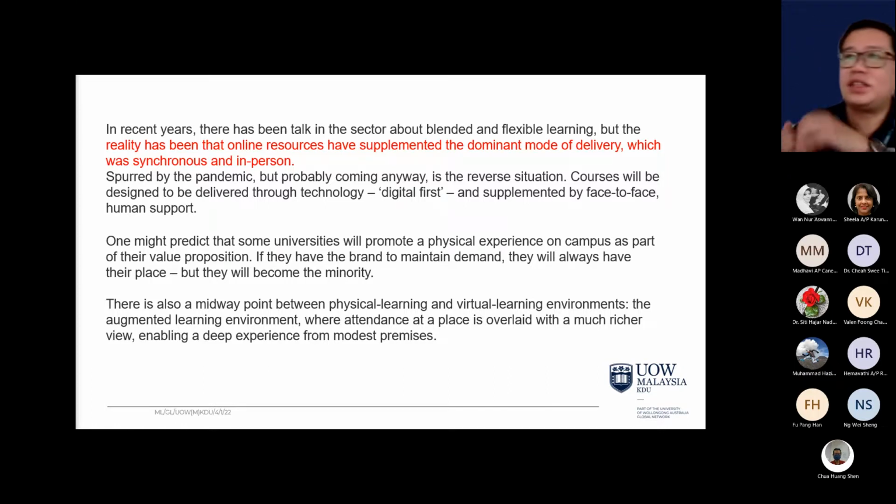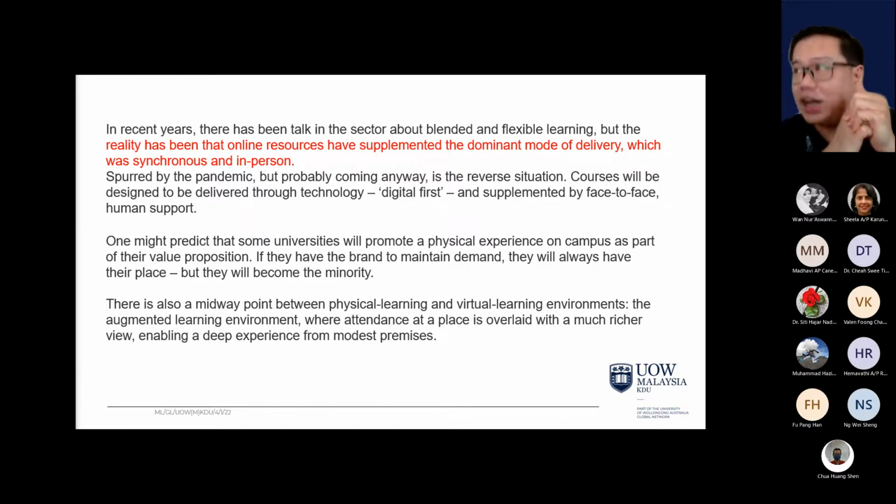The next part we want to stress is that in recent years, there has been talk in the sector about blended and flexible learning. That's what we do. For the past 2 years, we have already started. We are a blended learning organization. But basically, traditionally, the reality is that online resources have supplemented the dominant method of delivery. So what we have seen is more of just a supplement. It is still very physical, but there is the online aspect to supplement.